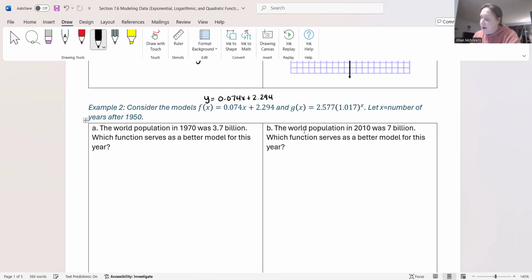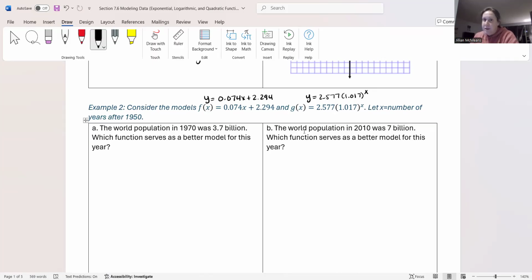And then we have g of x equals 2.577 times 1.017 to the x. So we could write that as y equals 2.577 times 1.017 to the x. Okay. Y equals 0.074x plus 2.294. That is a linear function. We have two variables, y and x. They are both to the first power. And then the second one, the g of x function, it is exponential because your exponent is a variable.